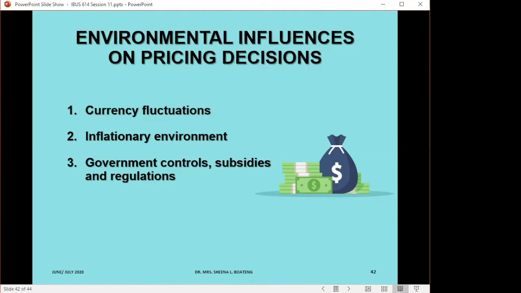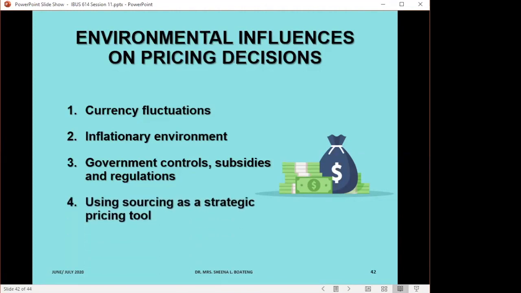And it had significant cost implications such that it made the Apple phones very expensive, because there were a lot of government regulations imposing a lot of taxes and duties on the items they were importing into India for sale. Unlike those companies that went along with the government regulations in India and set up their factories in India, they had lower levels of cost, which reflected in the prices at which they could sell their final products to the Indian market. So that is how government controls, subsidies, and regulations can influence pricing decisions.